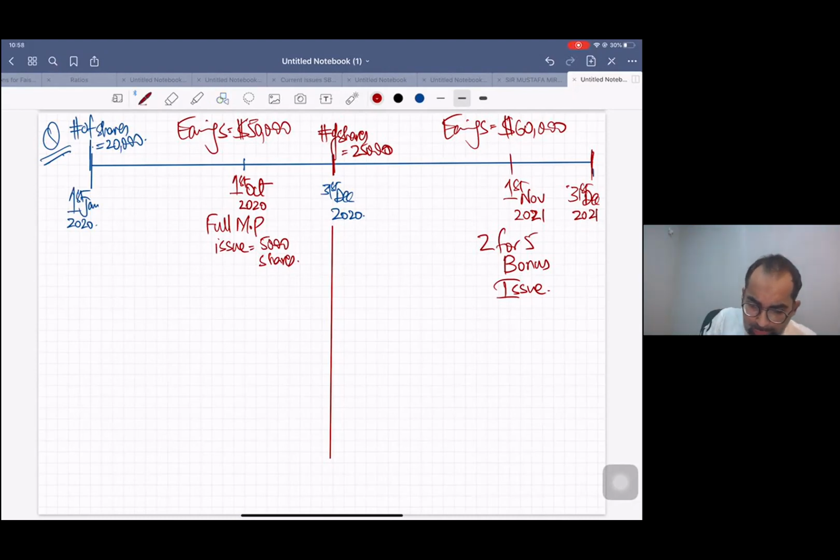At the beginning of the first year, the number of shares issued were 20,000. On 1st of October 2020, you issued a full MP, I hope you remember, full MP issue of 5,000 shares. So at the end of the year, the number of shares is 25,000. In the next accounting period, you did a 2 for 5 bonus issue. Come on, let's do it. In the first year, the earnings is 50,000. Second year earnings is 60,000. Work out both EPS plus restated EPS as well.